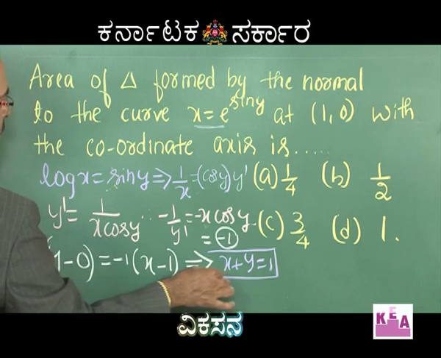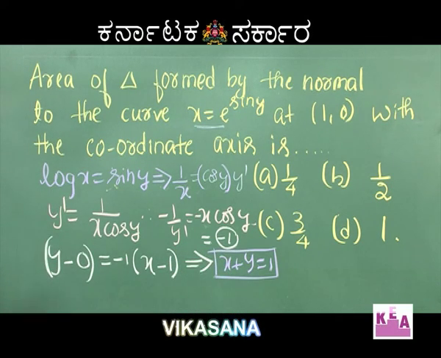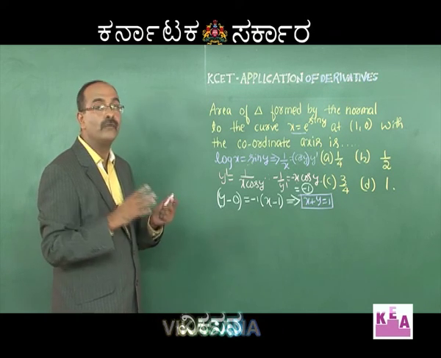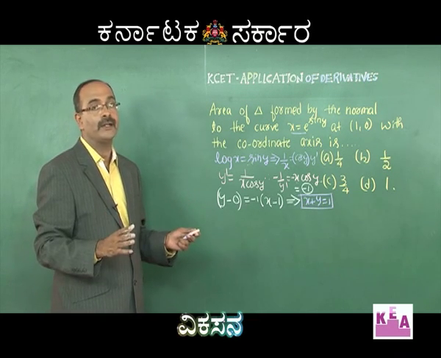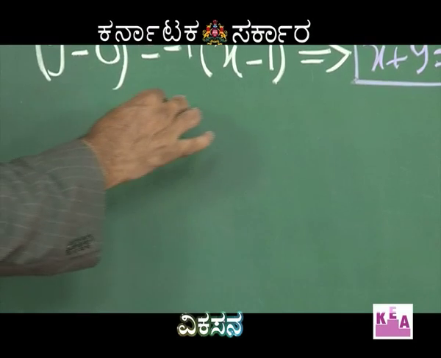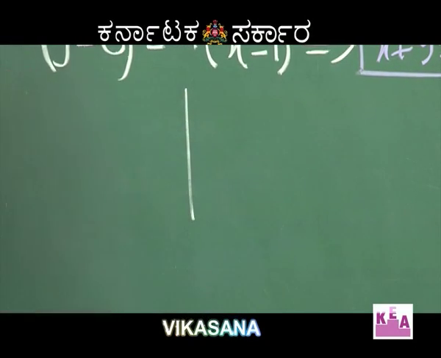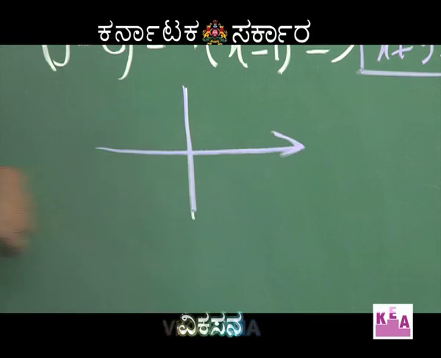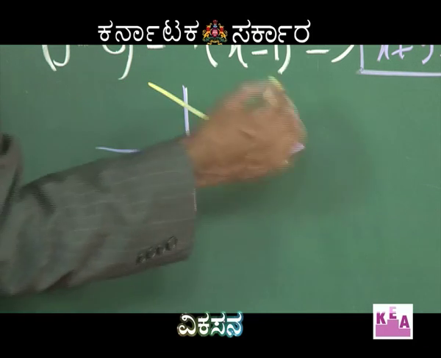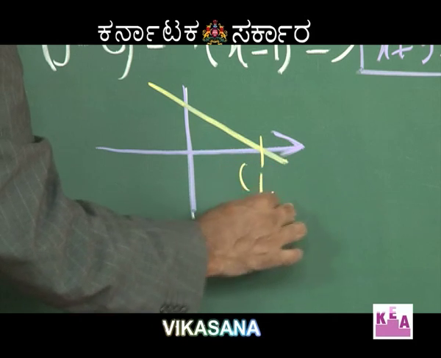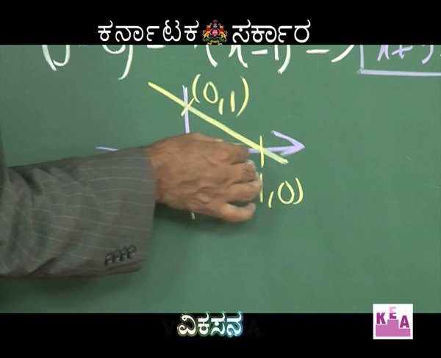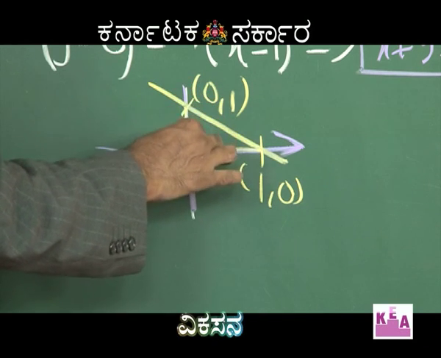Anybody can answer this, dear students. The line x plus y is equal to 1, which makes equal intercepts with the positive direction of the axes, will make a triangle which forms an isosceles triangle. You can observe one thing, dear students. This is the y axis, this is the x axis, and the line x plus y is equal to 1 is clearly like this, where this point is 1 comma 0, this point is 0 comma 1. What is this length? 1 unit. What is this length? 1 unit.